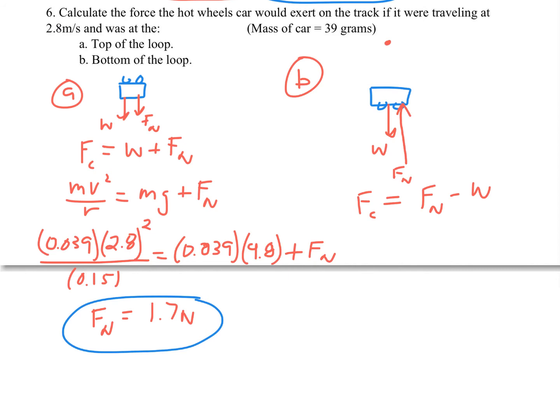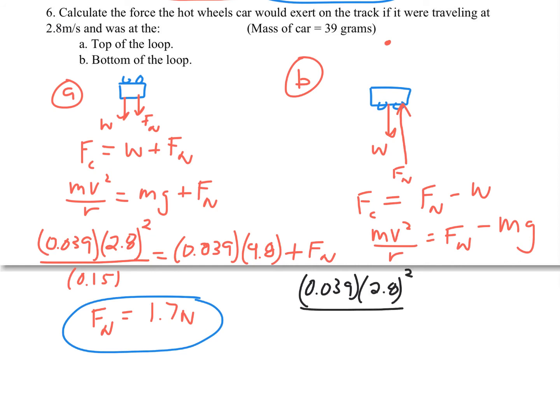F sub c, once again, is mv squared over r equals F sub n minus mg. Let me plug the numbers in. So I'm going to plug in now 0.039 kilograms times, if the car is at the bottom of the loop going the same speed, 2.8 meters per second squared. Once again, the radius is 0.15 meters equals F sub n minus the mass 0.039 times 9.8.